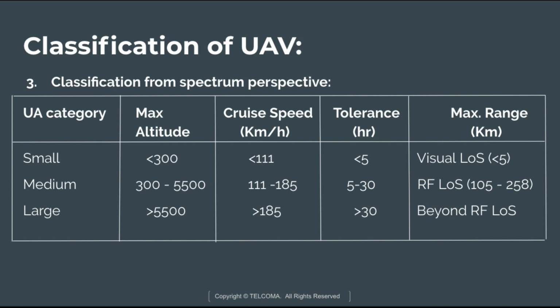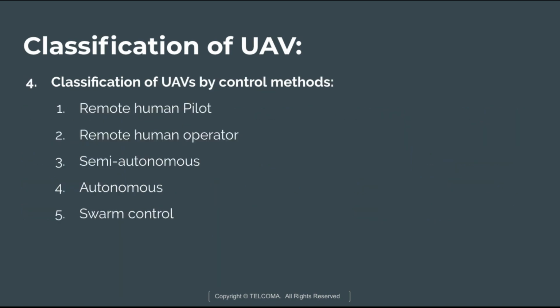In medium, it can attain a height of 300 to 5500, and its cruise speeds lie between 111 to 185 km per hour, and its endurance is about 5 to 30 hours, and its maximum range is 105 to 258 meters. Whereas large has a maximum altitude of greater than 5500, a cruise speed that is greater than 185, endurance of greater than 30 hours, and its maximum range is beyond RF loss. So the next is classification of UAV by control method.